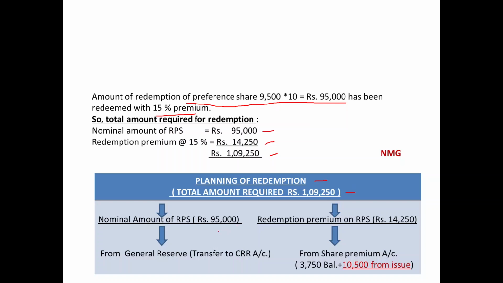Let us give a bifurcation. Nominal amount of RPS 95,000 and redemption premium on RPS 14,250. As per instruction given in point number 6, raised reserve. You know the word that I already explained to you. The raised reserve. Preference shares were redeemed and the raised reserve was utilized for issuing bonus shares to equity shareholders.